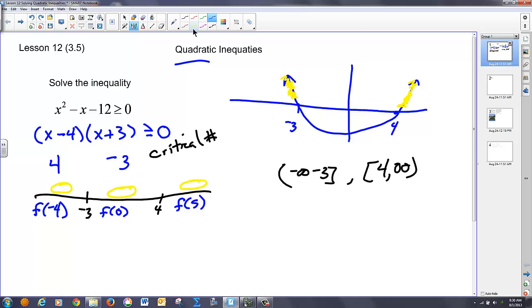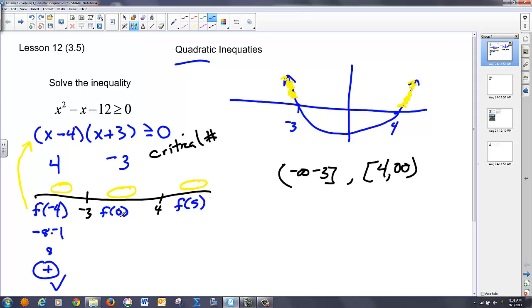And where am I going to plug them? I'm going to go right into this factored form. So you'll notice, and I'll do it for one and then I'll be more general for the others. If I were to plug negative 4 into this factored equation, I would have negative 8 times negative 1, which is 8. That ends up being a positive number, which we would expect by our graph over here. And that positive number is greater than 0, so this satisfies our inequality.